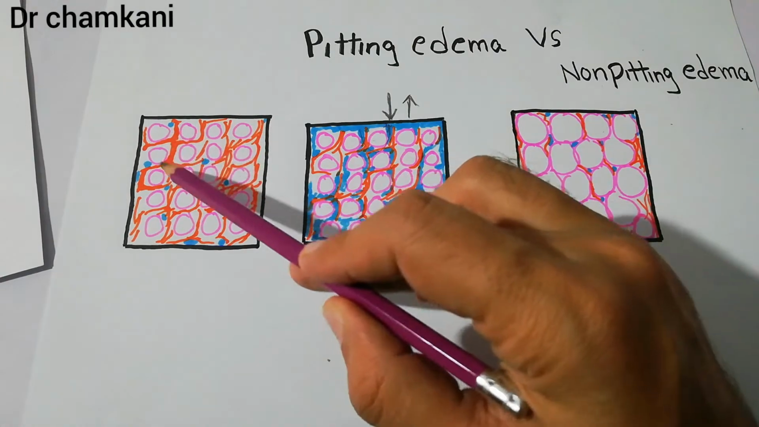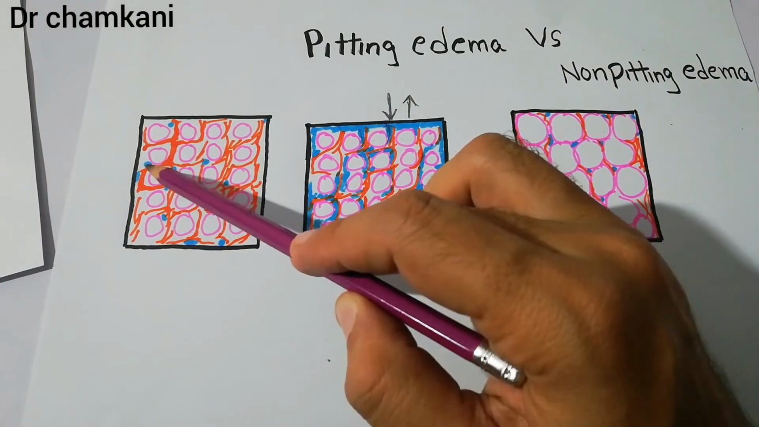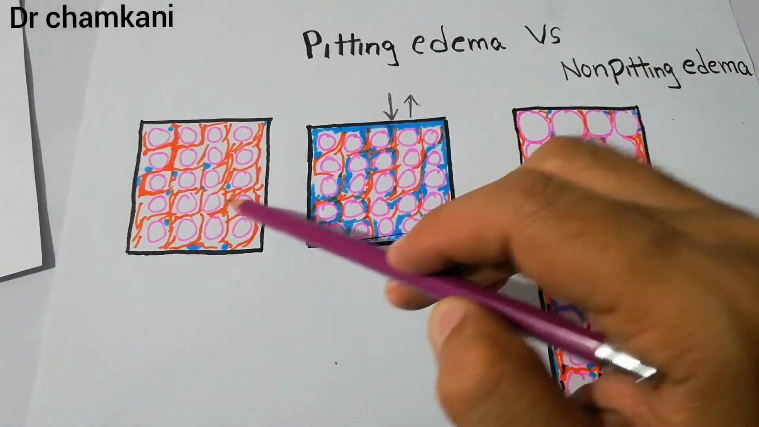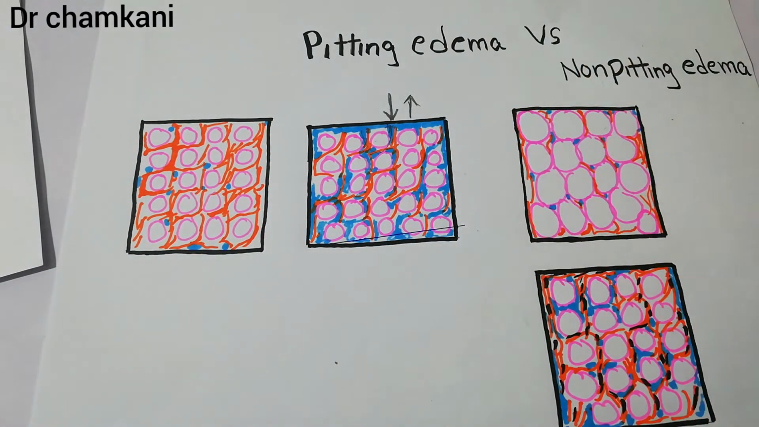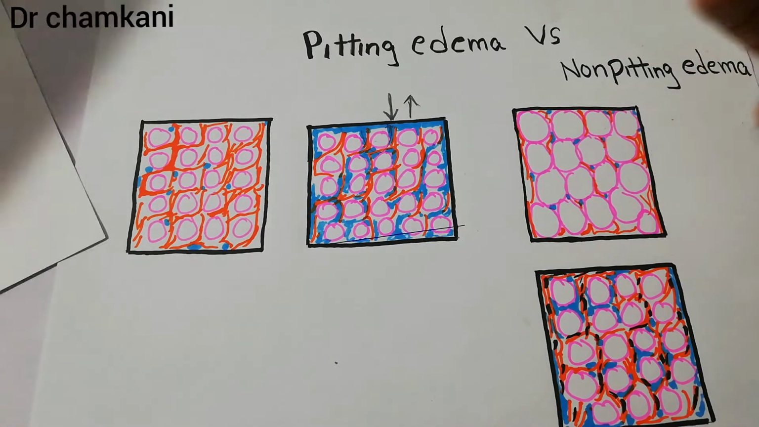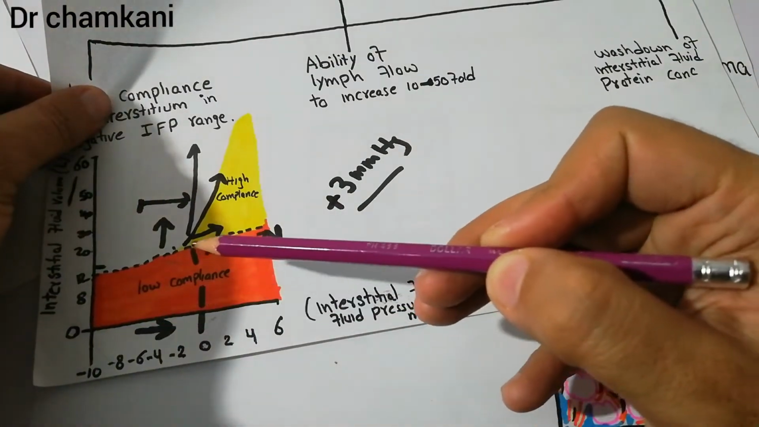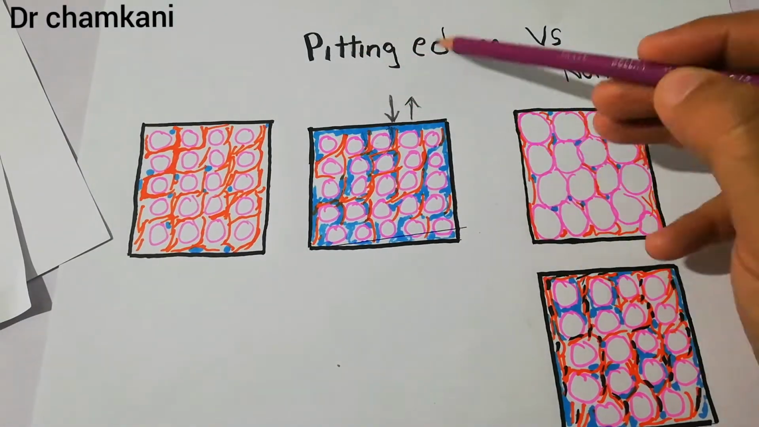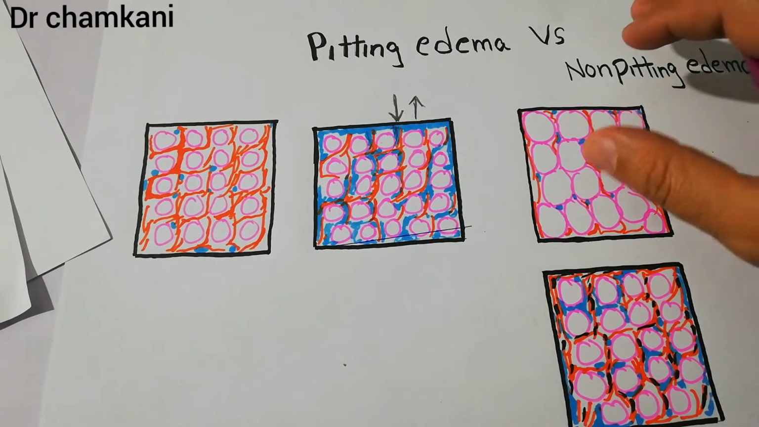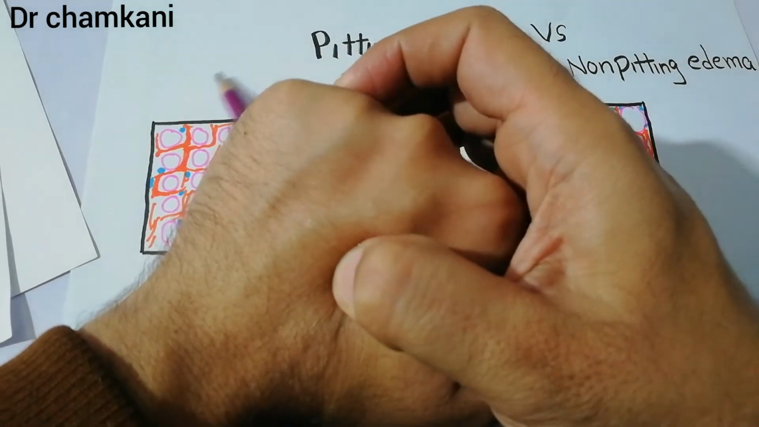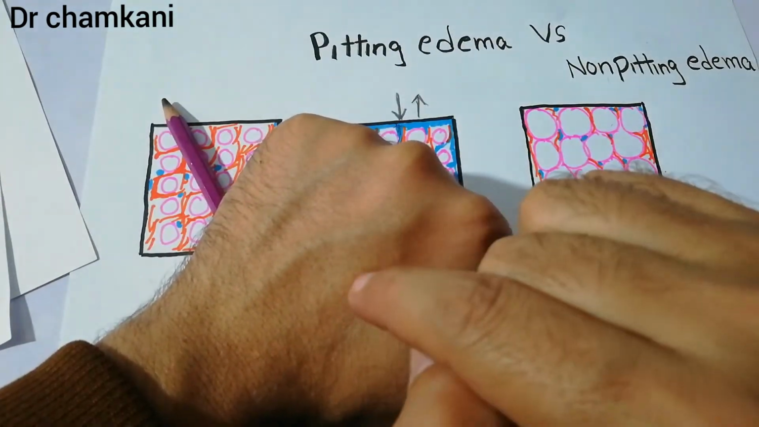Now here you see this is a normal tissue with cells and interstitium, and the interstitium is made of proteoglycan filaments, and these proteoglycan filaments normally will not allow free movement of fluid. But when the interstitial gel is lost and the interstitial fluid pressure increases from the negative zone to the positive zone, and there is a lot of accumulation of free fluid in the interstitium, then it looks like this. There is a lot of free fluid in the interstitium, and this is the pitting edema. Now, in pitting edema, for example, if we press this point for some time and then release, there will be a pit formation here.